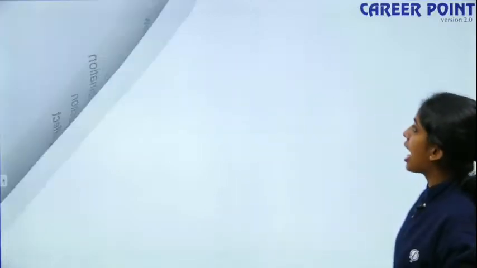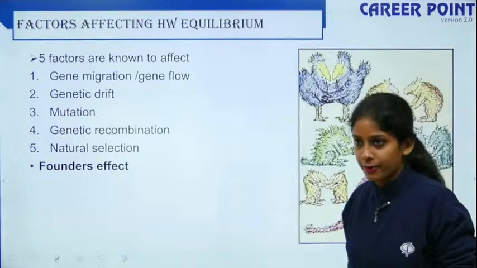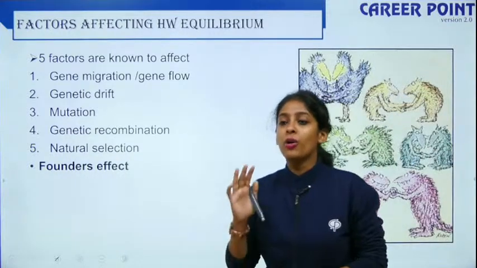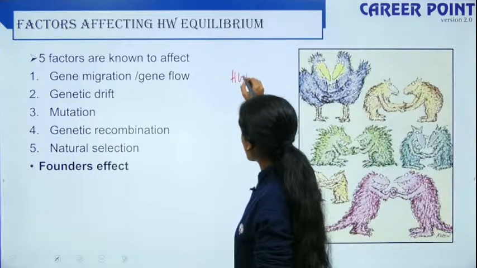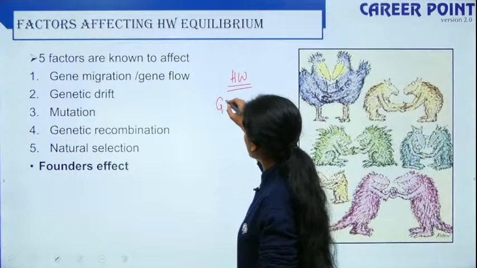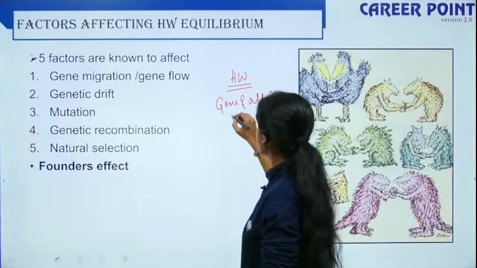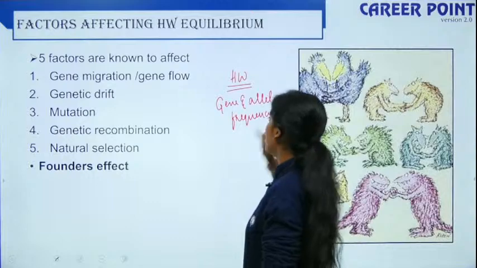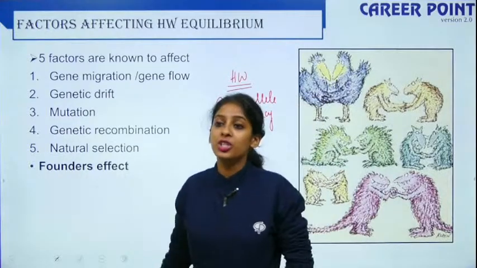So this is how the Hardy-Weinberg frequency questions can come, but very rare. What are the 5 factors known to affect Hardy-Weinberg? Hardy-Weinberg says the genes and the allele frequencies are constant, but that is very rare. Why? There are so many factors which can change this.